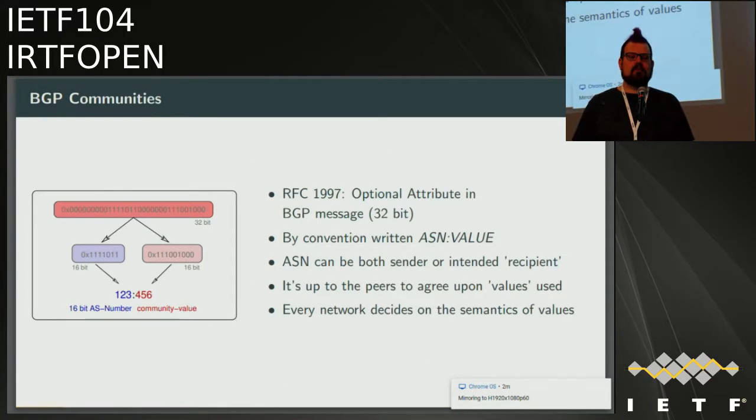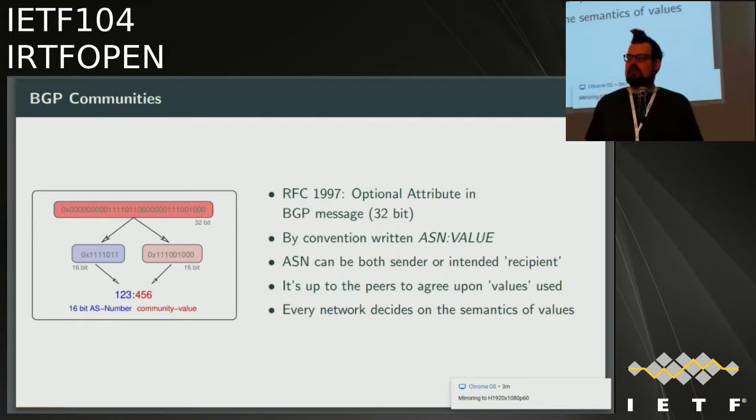So what are we talking about? We are talking about the short BGP communities. You probably know they are defined in RFC 1997. They are a 32-bit value, usually split in half, so the first 16 bits being an AS number, the latter 16 bits being a value where each AS is agreeing upon values with their peers, what they should mean or what they are being used for. So there is no strict semantics in it.